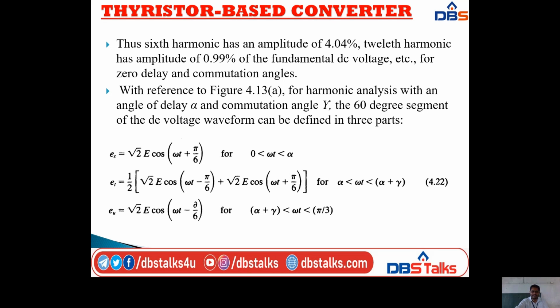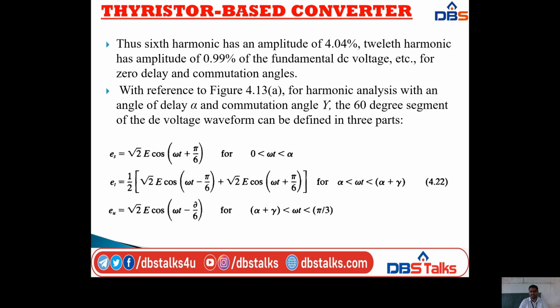The first one is Es is equal to root 2 E cos of omega t plus pi by 6, for 0 less than omega t less than alpha. And one more, El is equal to 1 by 2 root 2 E cos of omega t minus pi by 6 plus root 2 E cos of omega t plus pi by 6, for omega t between alpha and alpha plus gamma. And Eu is equal to root 2 E cos of omega t minus pi by 6, for omega t between alpha plus gamma and pi by 3.